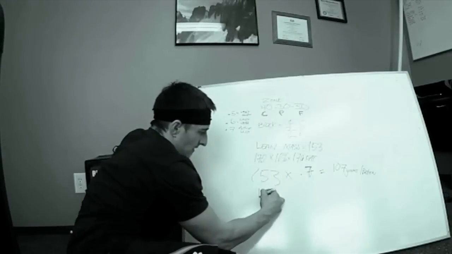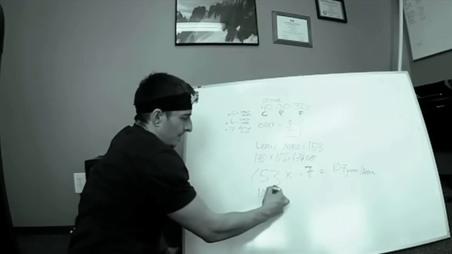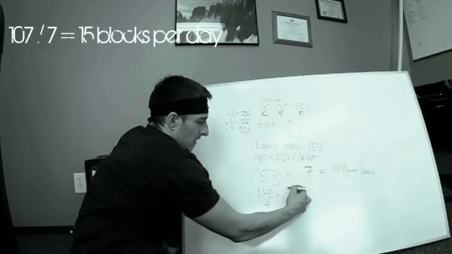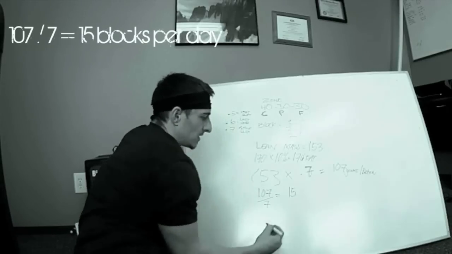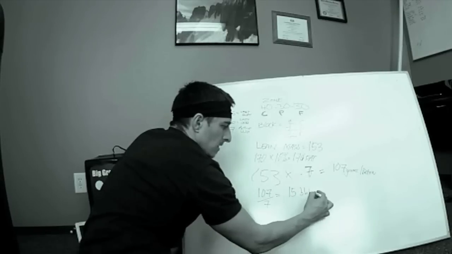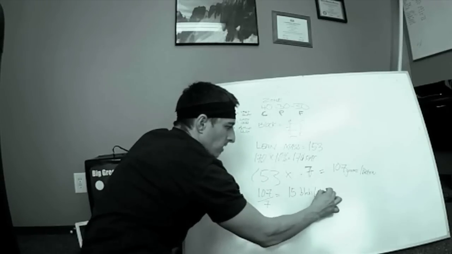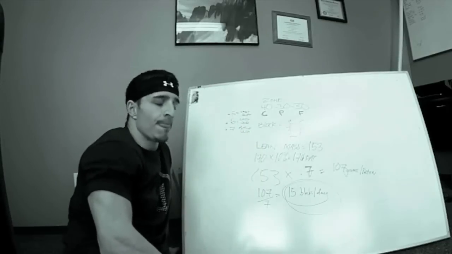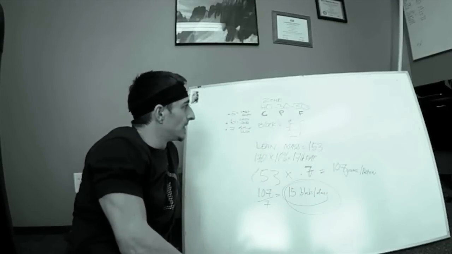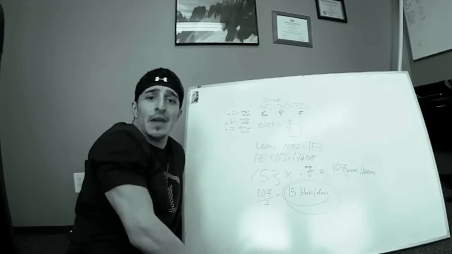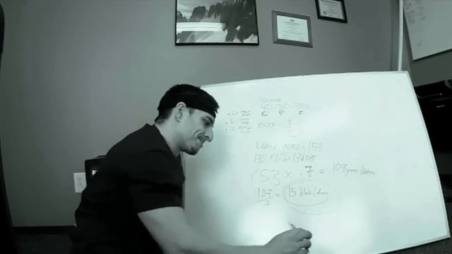So I'm going to just write this out. 107 divided by 7 equals 15.2, which is 15 blocks per day. That is my zone prescription. Furthermore, we need to break this down into how to spread out your blocks. So I'm going to erase this whiteboard. We're going to move on to maybe making a sample meal plan. Let's do that. 15 blocks a day.